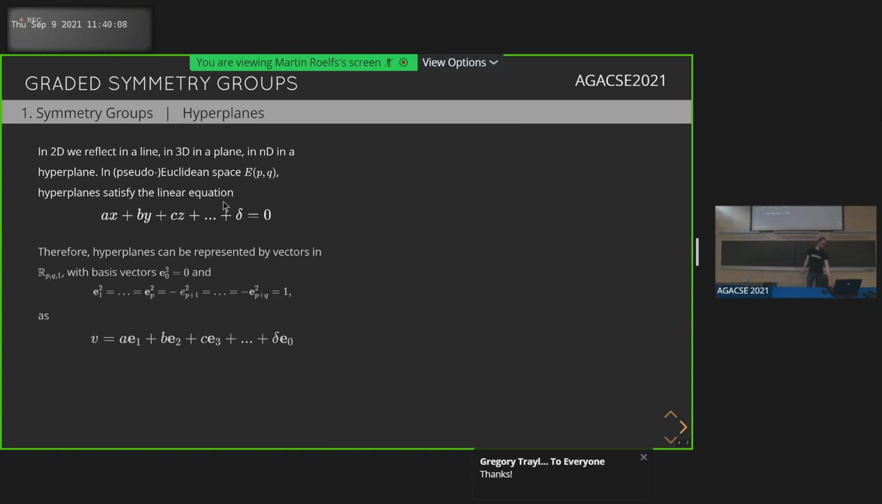And we can represent that as a vector. So if I now take a geometric algebra with signature R(p,q,1), where I have one extra basis vector which squares to zero, and the other ones I have p that square to plus one and q that square to negative one, then I can actually represent this hyperplane purely as a vector.